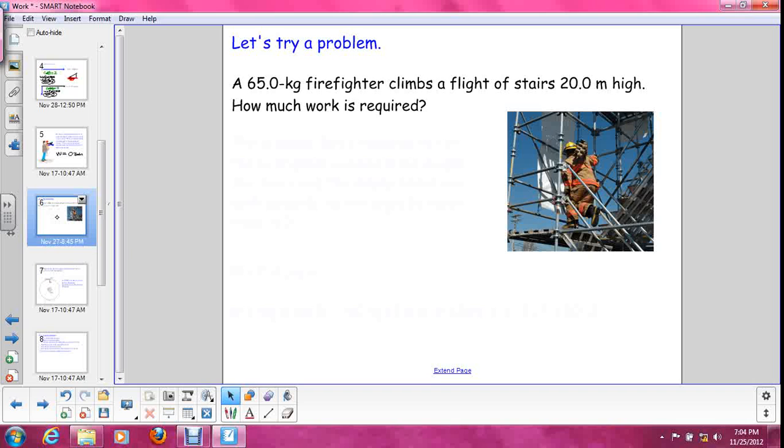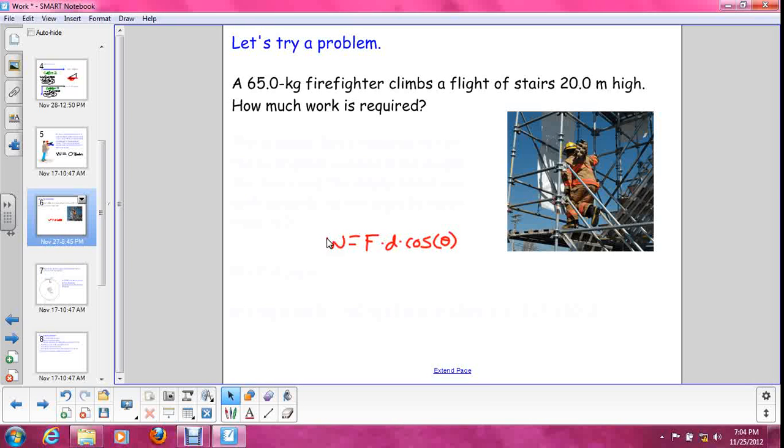So let's try a sample problem. There's a 65-kilogram firefighter, and he climbs a flight of stairs 20 meters high. How much work is required to do this? Well, remember, work is equal to force times distance times the cosine of the angle.